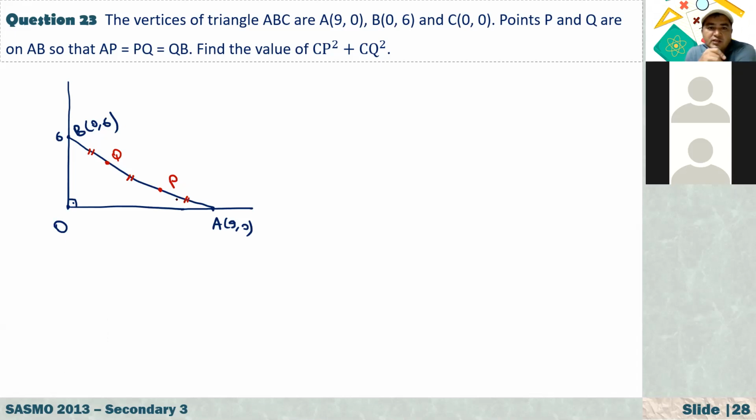Okay. What is the question? Find the value of CP squared plus CQ squared. Okay, it's not O actually. This one is given as C. So the question is CP squared plus CQ squared.